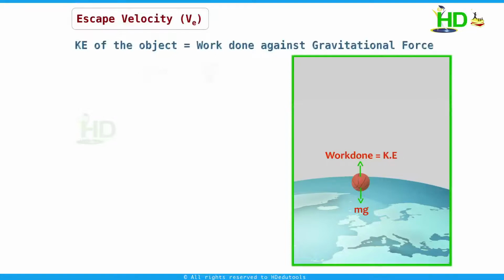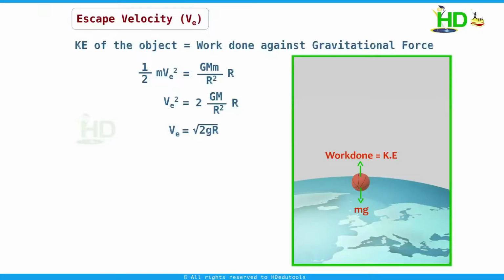Here we can write half mv square. If ve is the velocity required, that is escape velocity, the kinetic energy is half m ve square. This is equal to GMm by R. This is the gravitational potential energy or work done against gravitational force. Work done against gravitational force is nothing but GMm by r square into R. This is equal to GMm by R. Now from this we can write ve equal to root of 2GM by R.